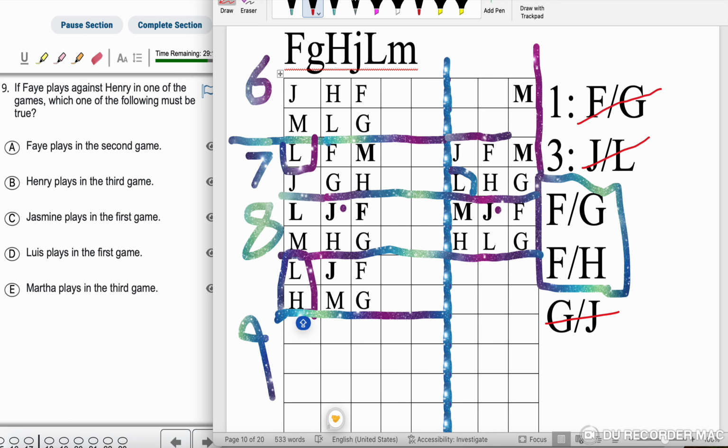Question 9. If F plays against H, which of the following must be true? So we're looking for F and H. According to the rules here, I'm trying to look for a game piece that already has H inside of it with F, and here I found one with F and H playing. So let's go ahead and use this world.